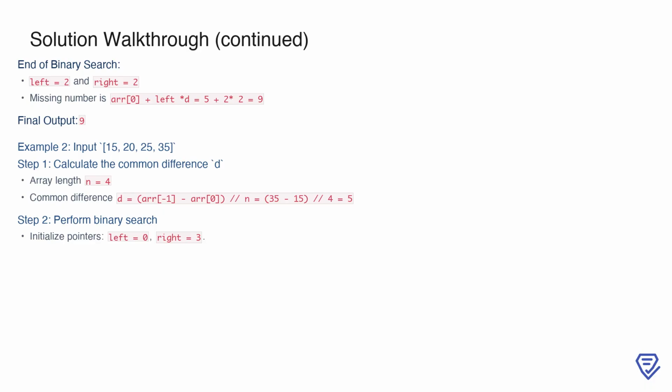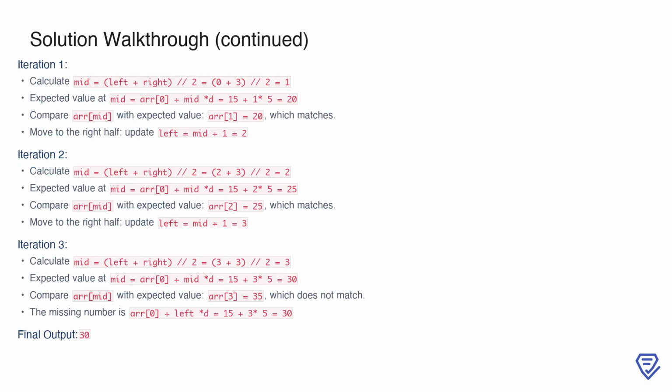Now, let's consider another example with the input array 15, 20, 25, 35. The first step is to calculate the common difference d. With an array length of 4, we use the formula (ARR[-1] - ARR[0]) / n to compute (35 - 15) / 4 equals 5. Next, we initialize the pointers left at 0 and right at 3 to begin the binary search process. In the first iteration, we calculate the middle index as mid equals (left + right) / 2, which gives 1. The expected value at this index is ARR[0] + mid * d, or 15 + 1 * 5 equals 20.